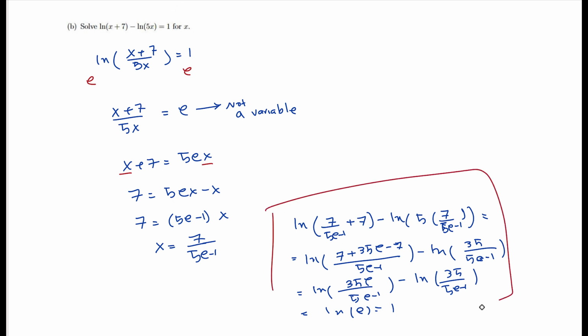You don't really need to do this part because basically the only way that you get an extraneous solution is if x plus 7 and 5x are both negative. And in this case, it doesn't happen with this value. So you didn't need to check this.